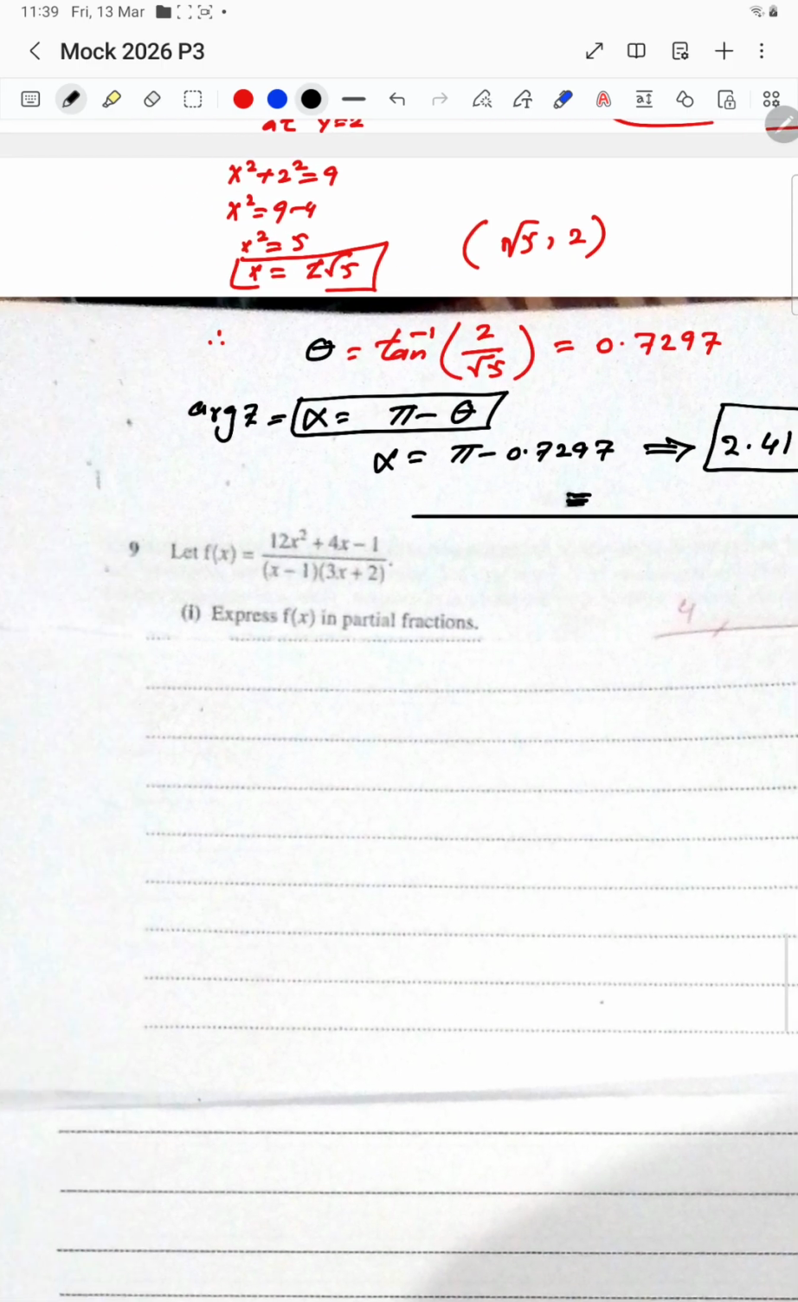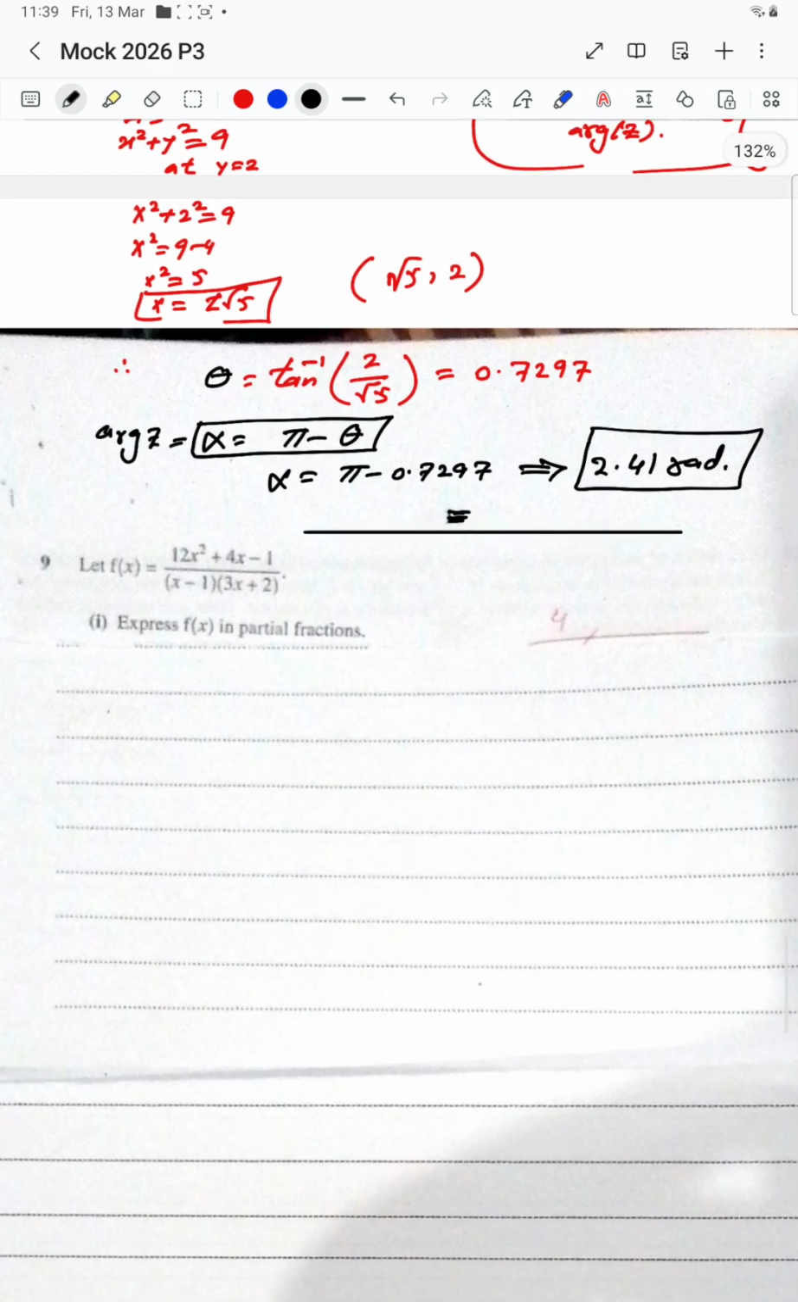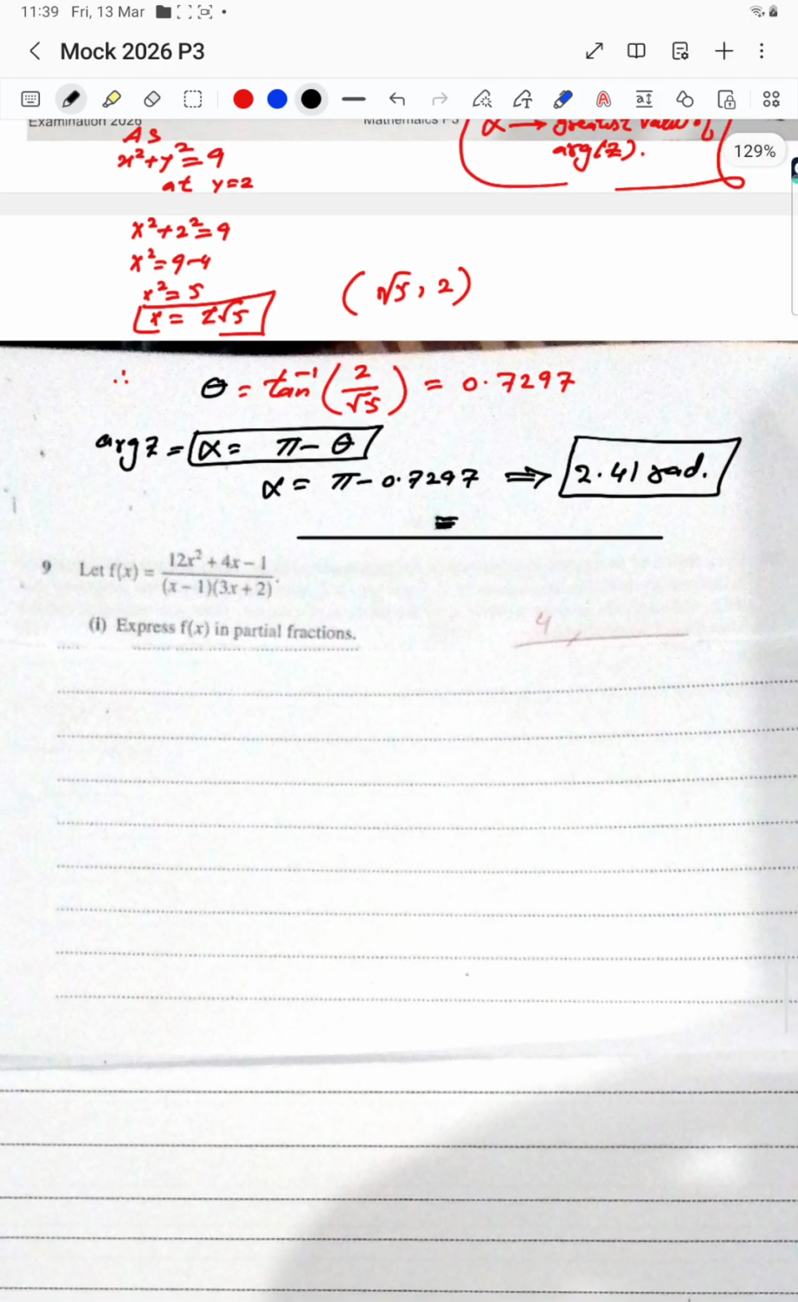Now the next question, number 9. That's for partial fractions, very easy. But again, a few of the students, in a hurry, mislead one concept: that here it is an improper fraction.